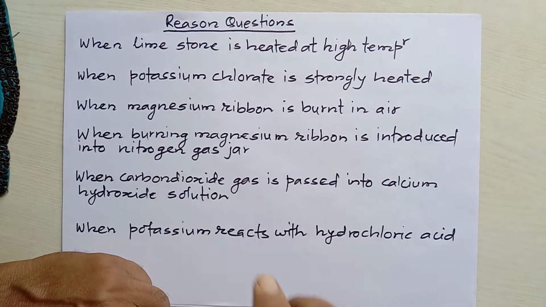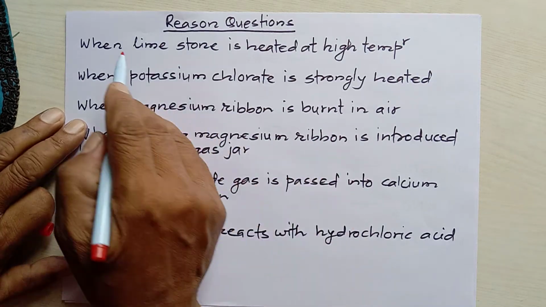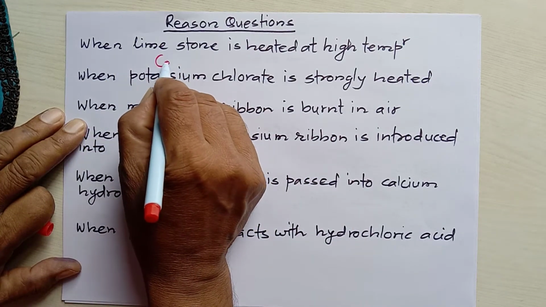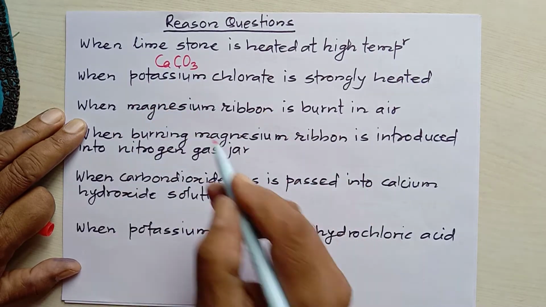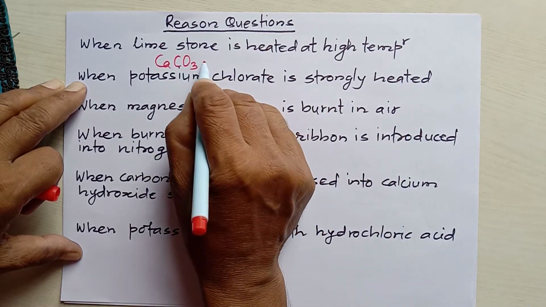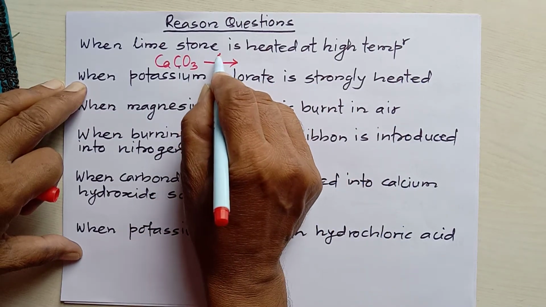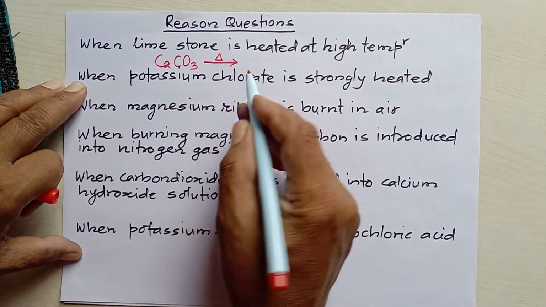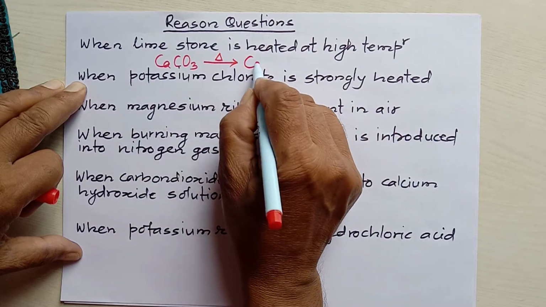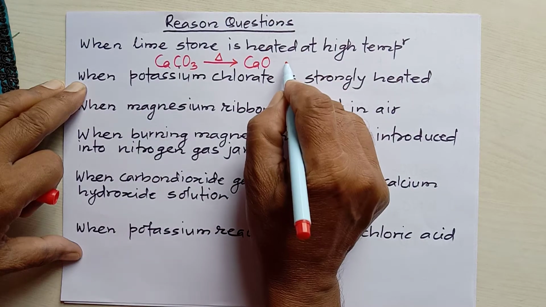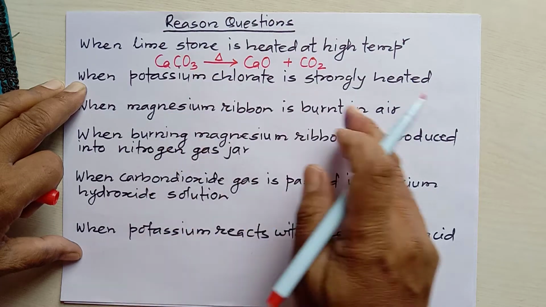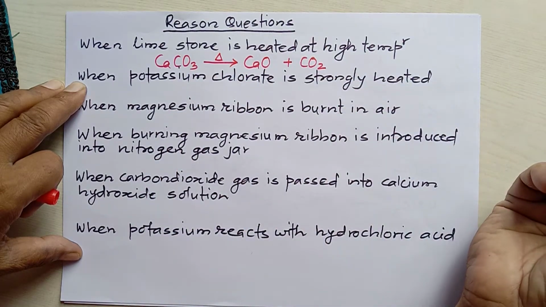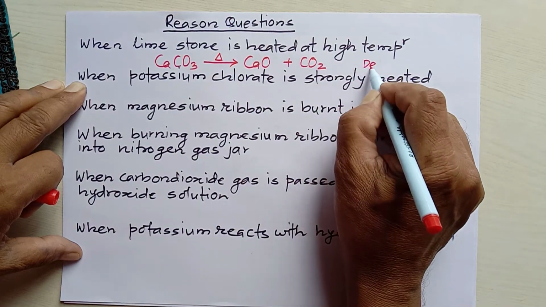Just like this, when limestone is heated at high temperature, you must know that limestone means calcium carbonate. That's why I'm writing CaCO3. Both have valency two, equal valency, no exchange. And if it is heated at high temperature, then what happens? It decomposes into calcium oxide and carbon dioxide gas. This is a decomposition reaction.